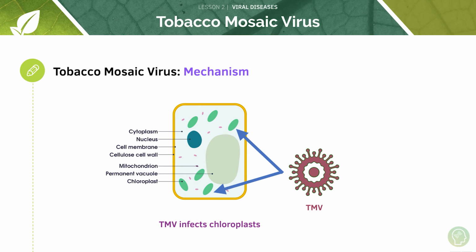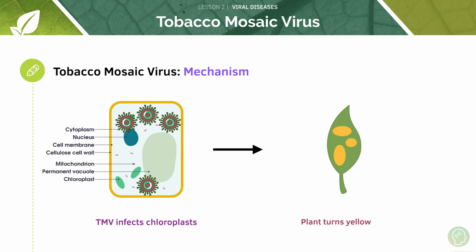So what does this mean on a larger economical scale? Well, the crop yield for farmers is reduced. So as I said earlier, there's this characteristic yellowing, it's like a mosaic-like yellowing, hence the name tobacco mosaic virus up here. And that's because of the chloroplasts turning yellow, and therefore sections of the plant will no longer be green.